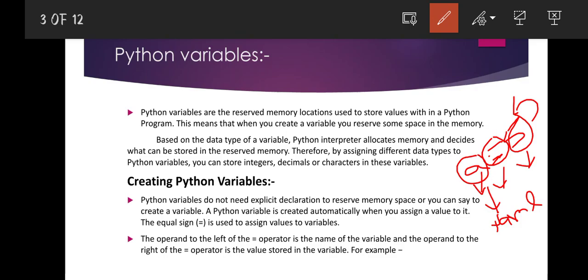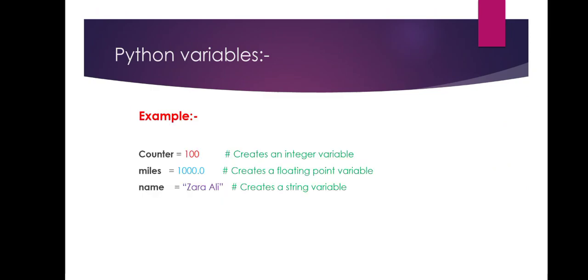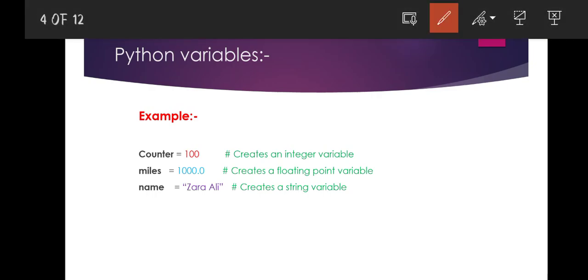Now we will see one example, so that you can easily understand. For Python variables, for example, we assign counter is equal to 100. Here counter is a variable name, and 100 is the value that we assign to counter, and miles is equal to 1000.0. Here this is the data type: one is an integer variable and the other is a floating point variable.